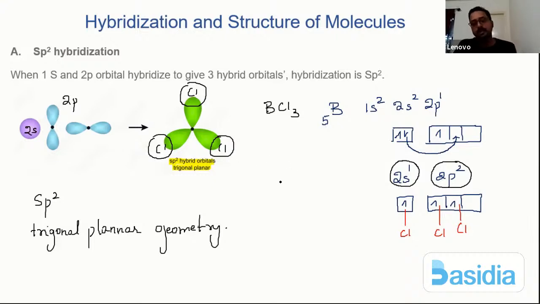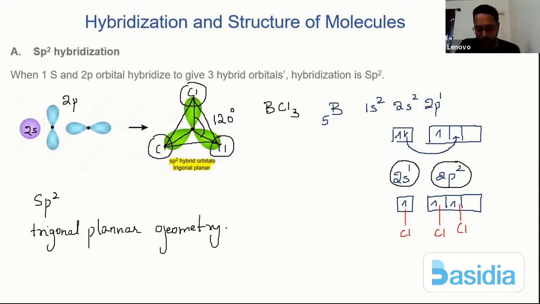Then the next thing, so let me say I'm going to draw it like this. So let me say the molecule is like this. So this is our geometry here. Okay, so if we try to take the geometry like this, what should be the bond angle here? The bond angle is going to be 120 degree.